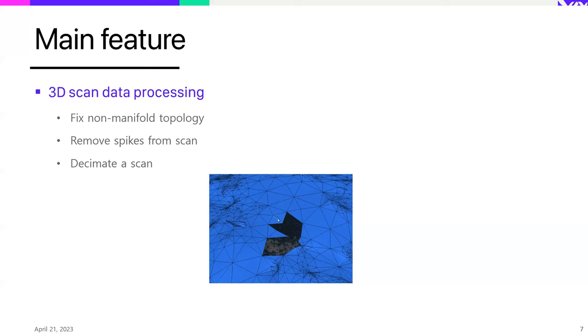And the second feature is 3D scan data processing. This can be divided into three functions. The first one is fixing non-manifold topology. There might be some unfilled portion of the mesh, so we need to fill this portion.